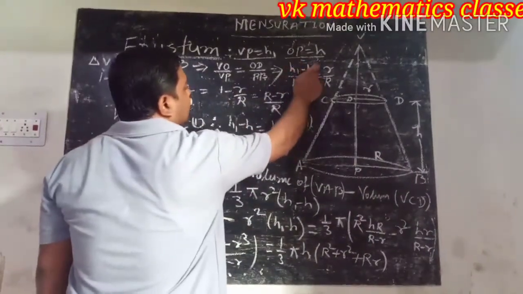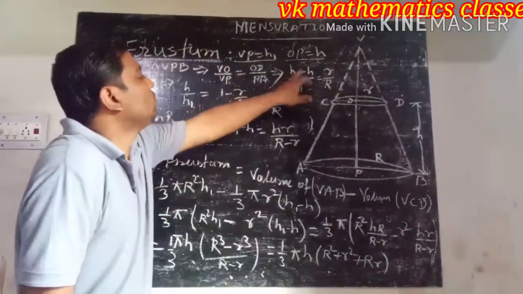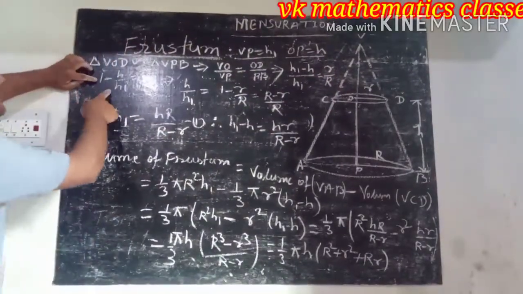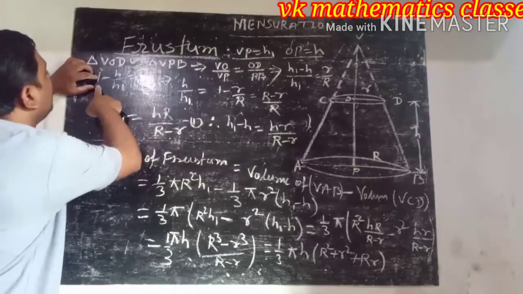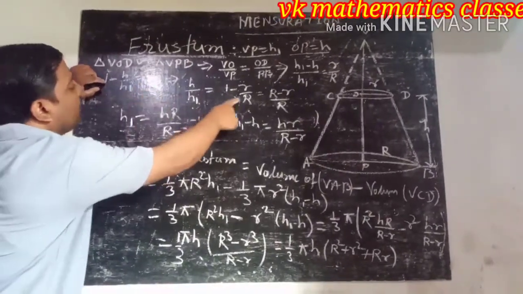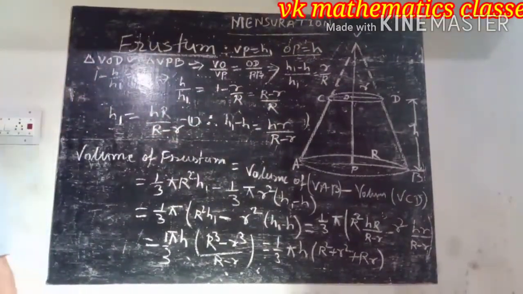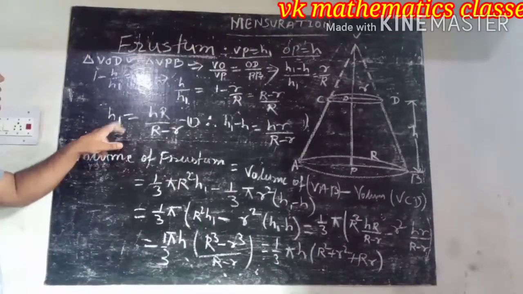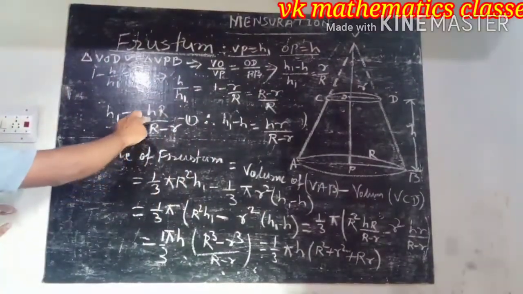So put here, H1 minus H by H1 is equal to r by R. Separating, H1 by H1 is 1, minus H by H1 is equal to r by R. So 1 minus H by H1 is equal to r by R. This implies H by H1 is equal to 1 minus r by R. Taking LCM as R, this is R minus r by R. So H by H1 equal to R minus r by R. Therefore H1 is equal to H into R by R minus r.